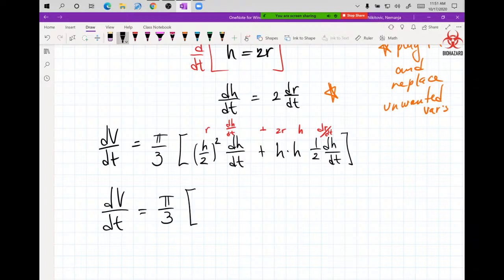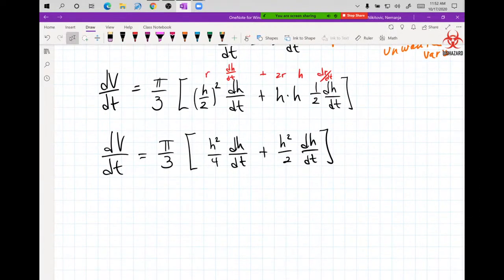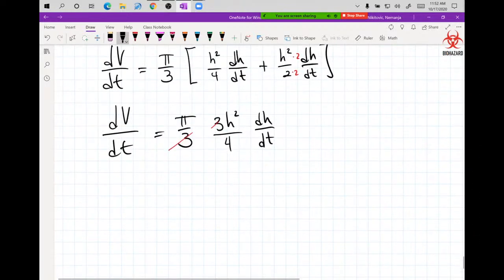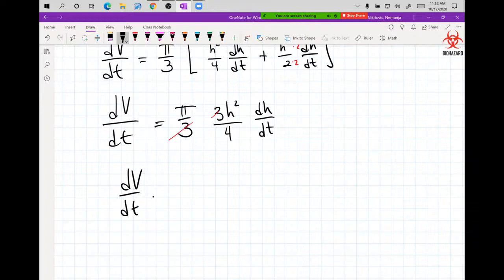And what do I have here? The first one is h squared over 4 dh dt plus, and the second one is h squared over 2 dh dt. Hey, I can just add those fractions, right? It's the second one times 2 for common denominator. dv dt is equal to pi over 3, and then I have 3h squared over 4 dh dt. The 3 will drop, and I have my related rates model where r is eliminated.